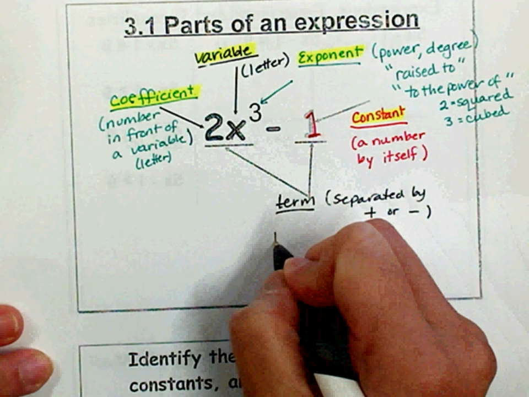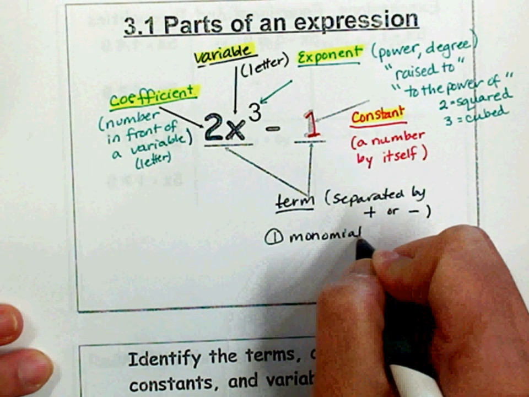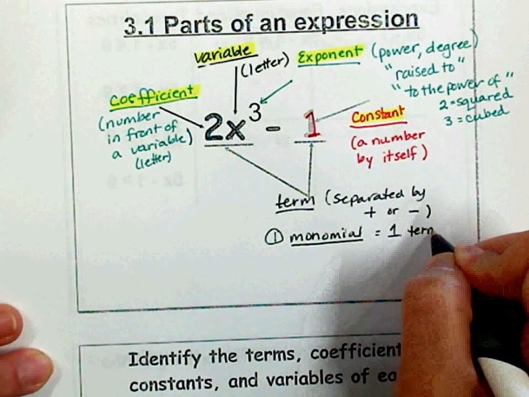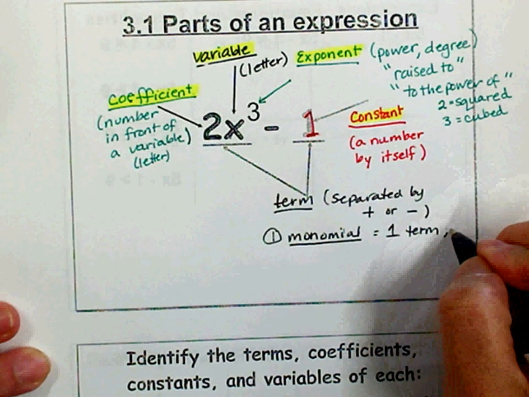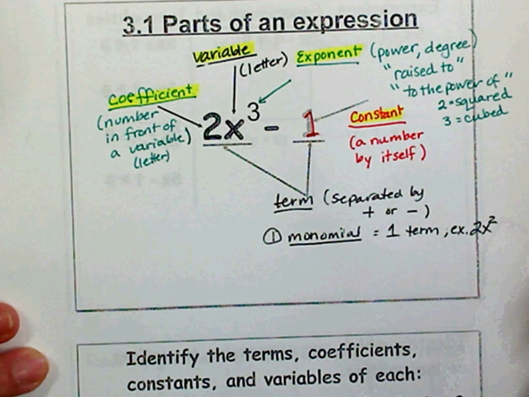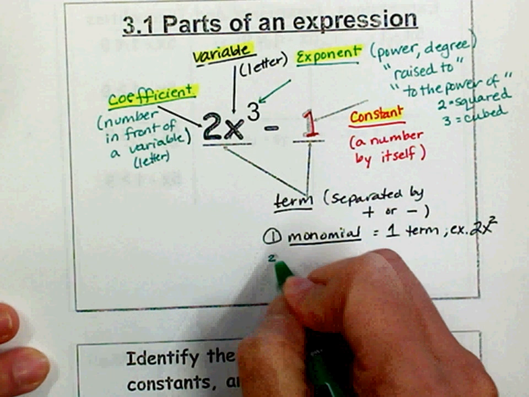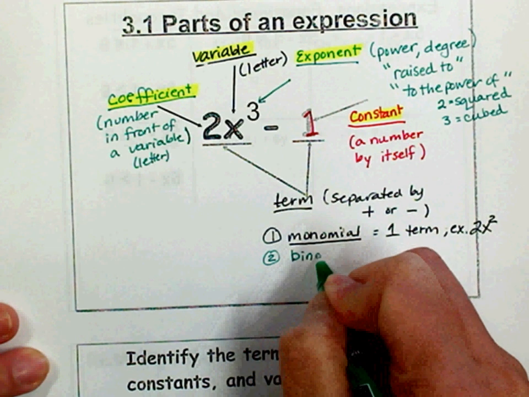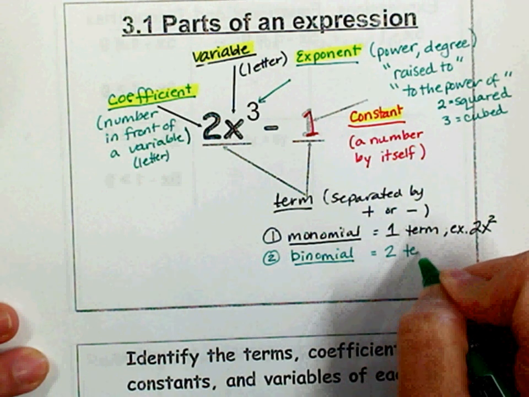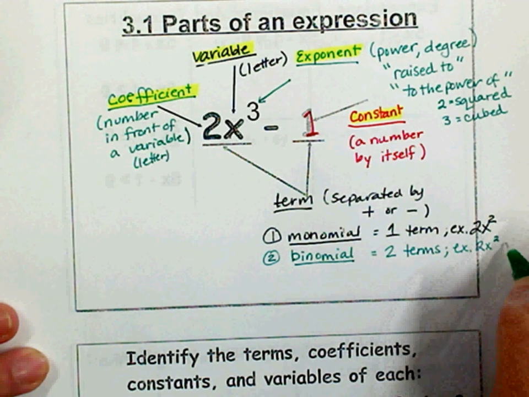Number 1, a monomial is a term. Monomial means you have one term. For example, 2x squared. See how there's no plus or minus? That's a monomial. Number 2 is called a binomial. Bi means you have 2 terms. For example, 2x squared plus 2.